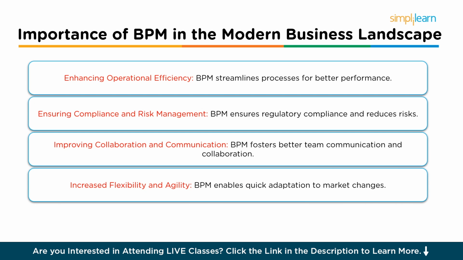Increased flexibility and agility. Building upon the previous points, let's now see how BPM makes organizations more agile and adaptable. BPM helps organizations stay agile and adaptable in a rapidly changing market. When business conditions change, whether due to new technologies, shifts in customer demand, or market disruptions, BPM allows organizations to quickly modify their processes to maintain competitiveness and relevance.